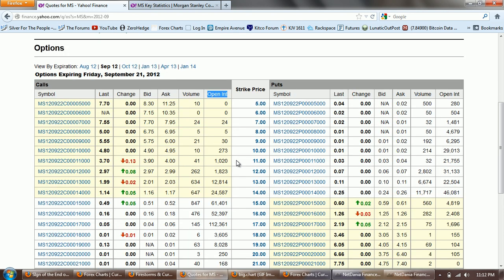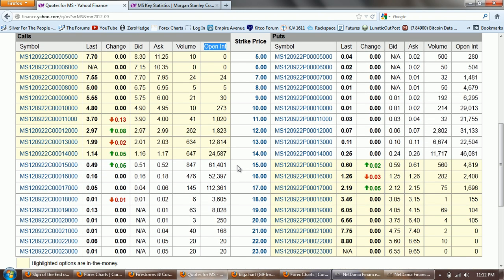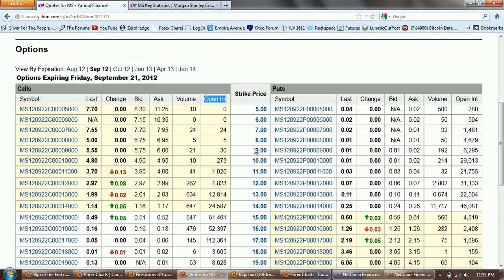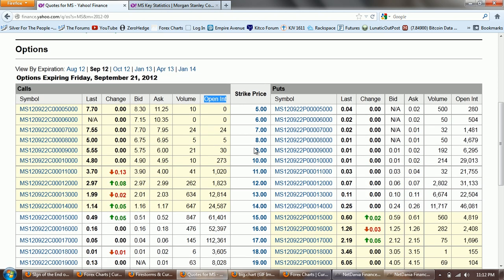Now, remember, stock options are not like futures options. There do not have to be a matching number. So, whereas in the futures, you always have the same number of longs as you have shorts, there's always an offsetting position. That's not the case in stock options. You can have offsetting positions in other strike prices in other months, and they don't have to necessarily offset at all. So you can see the open interest for the options, the call options in September.